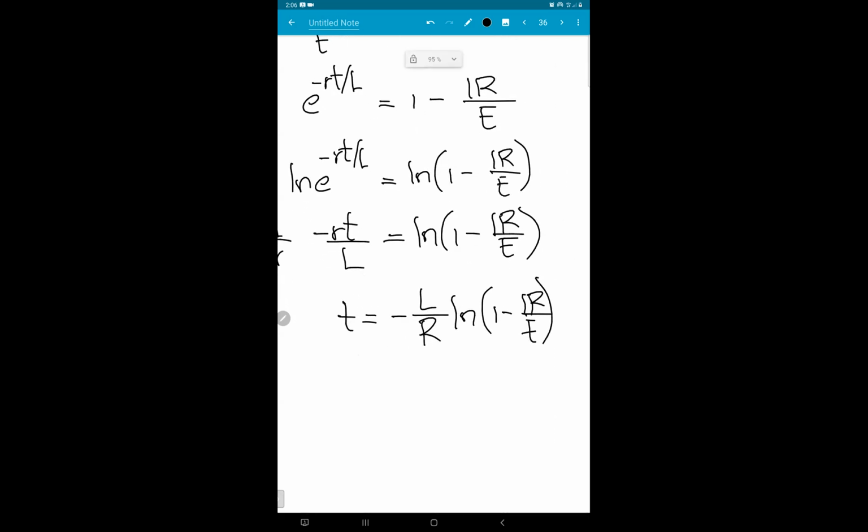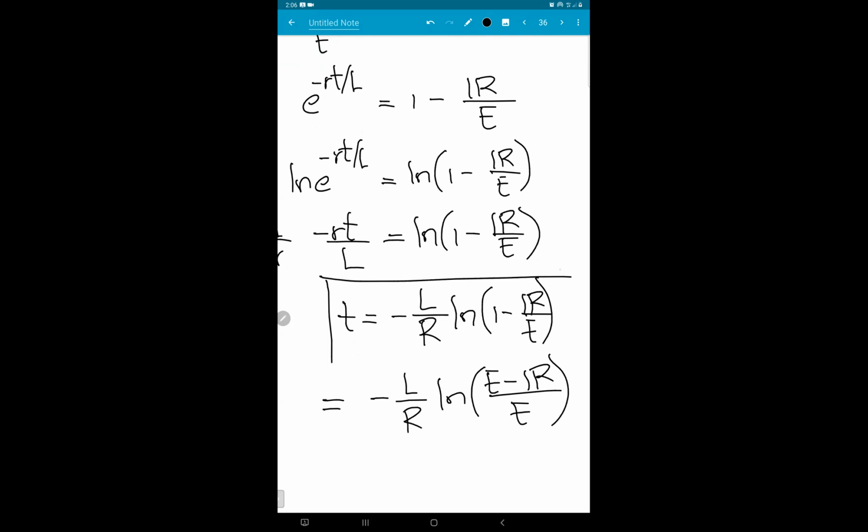So that gives us t in terms of the other variables, or if you wish, you may want to rewrite that as follows: negative L over R, ln E minus IR over E. But this one is an acceptable answer. The two are equivalent anyway. So is there any question regarding this one?